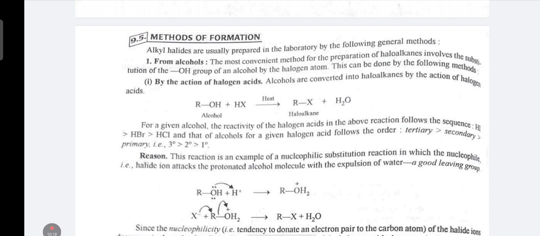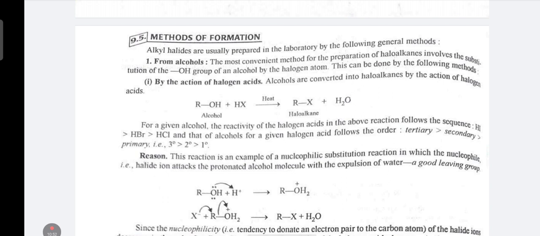The first one is by the action of halogen acid. Alcohol is converted into haloalkane by the action of halogen acid. For a given alcohol, the reactivity of halogen acid in the given reaction follows the sequence HI > HBr > HCl. That of alcohol for a given halogen acid follows the order tertiary, secondary, and primary.